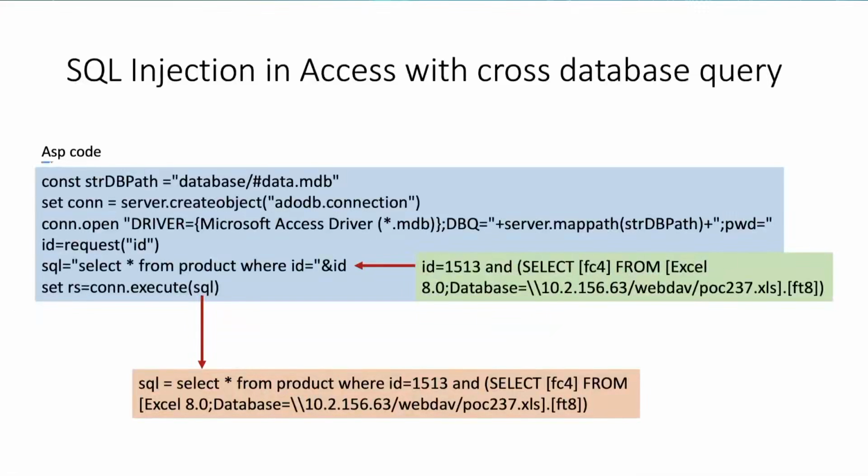After we know Access and the SQL Server support cross-database query and the external database can be on a remote WebDAV server, let's see what will happen with cross-database query in SQL injection. This is a typical SQL injection case in Access. You can see we use ID to inject or customize the SQL query. After the injection, both the original SQL query and the injected SQL query will be executed by the ASP code.